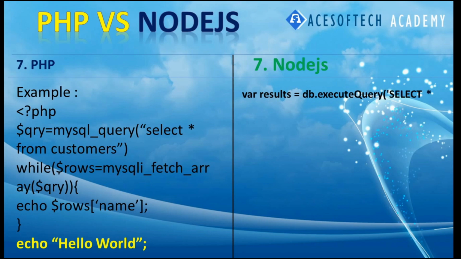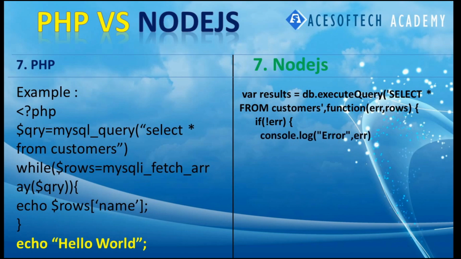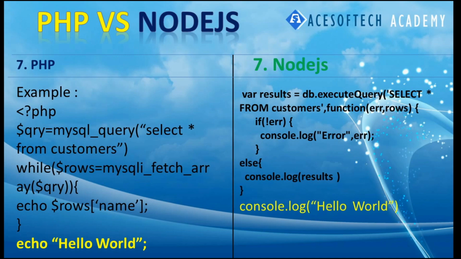the same query can be written like this: select star from customers and then a function. If there is an error, or else it will print the names of the customers, and then console.log hello world. But in case of Node.js, what will happen? So let's see the result.